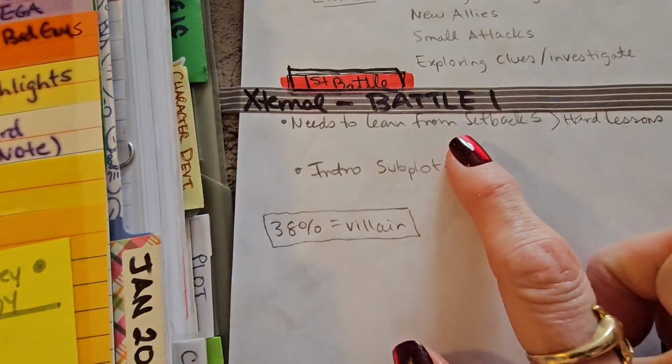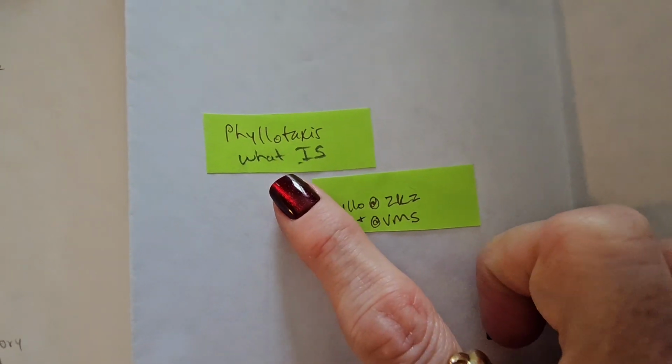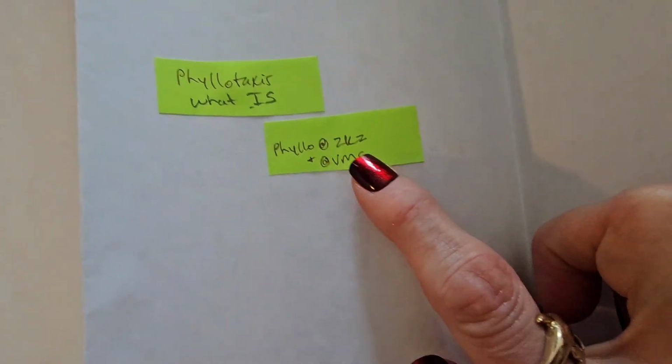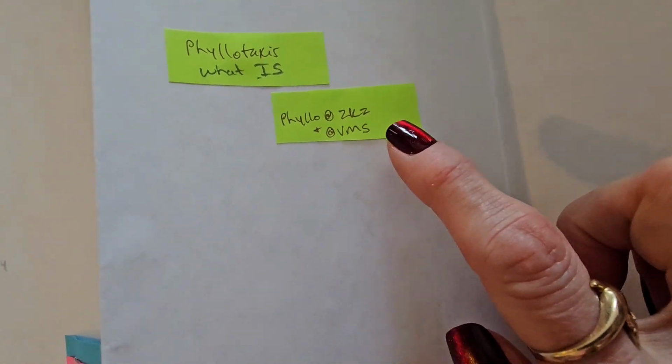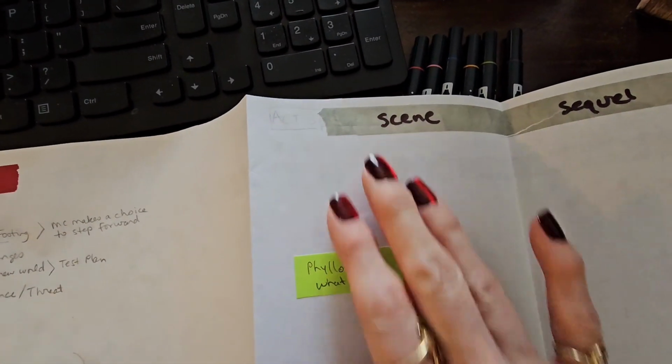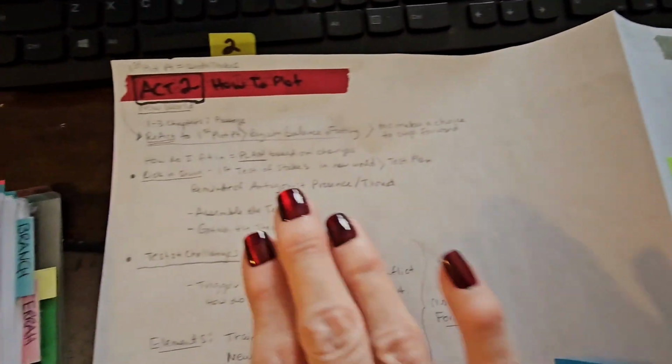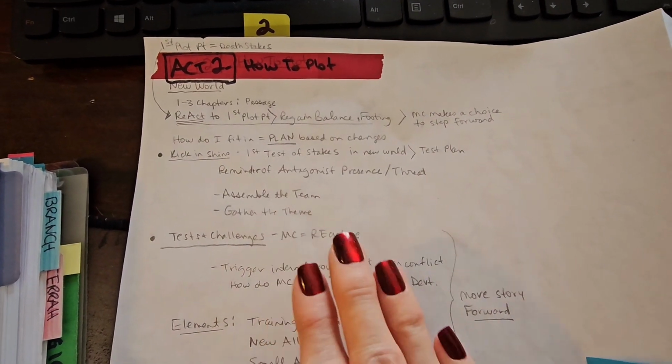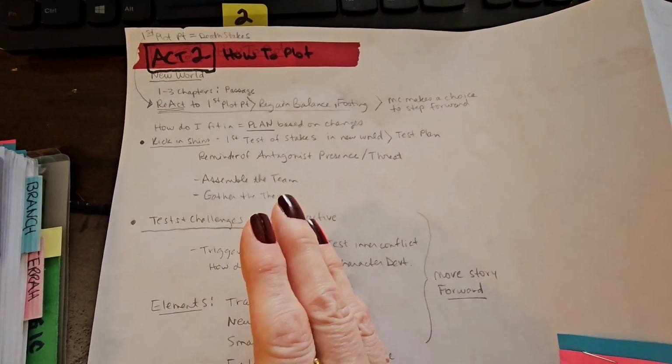Okay, so they need to learn from a setback. Well, over here, I've got a little note about philotaxis, what it is, and then I've got some other notes about story elements. So this is a scene that I need in order to fulfill the requirements that I'm lining out over here for good story. So see how that flows?